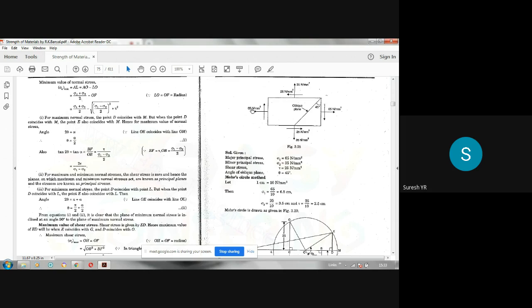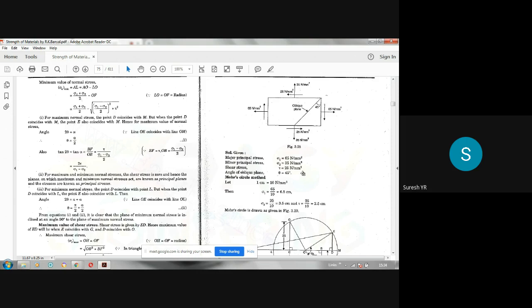So here you can see sigma x is 65, sigma y is 35. Both are positive because both are tensile. And tau, whether they give it like this or like this, you don't worry. Tau is always positive. So tau is 25 Newton.